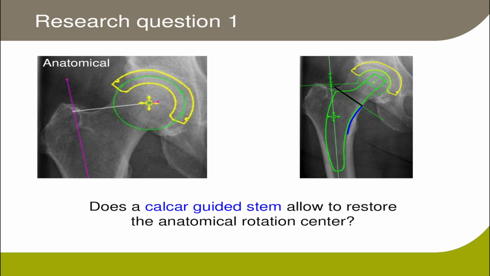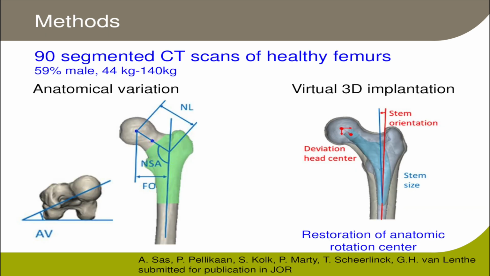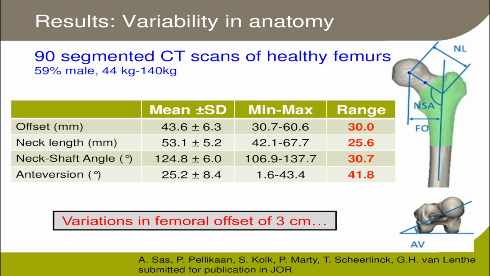Now, our first research question was, is it possible with a calcar-guided stem to restore the standard anatomical rotation center? Is that possible? And to do that, we took 90 CT scans that we segmented from a healthy population in terms of proximal femur. It was almost 60% males with a huge range of weights. And we first looked at anatomical variation. We looked at 4 parameters: neck length, the offset, the neck shaft angle, and the anteversion.